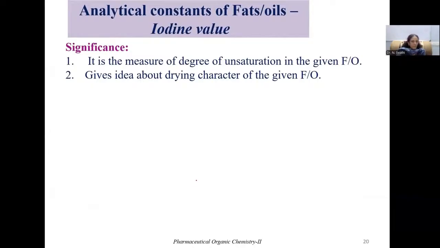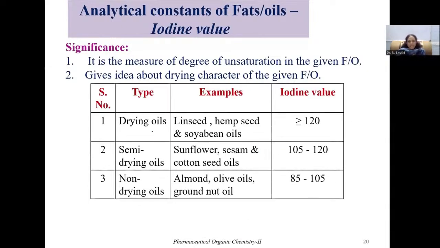Now that you have learned about the definition and the determination of iodine value, let us try to understand its significance. As I mentioned earlier, iodine value is the measure of the degree of unsaturation of the given fat or oil. It also gives information about the drying character of the given oil sample. Oils can be divided into drying oils, semi-drying oils and non-drying oils depending on their drying character. This concept was explained under drying of oil, so if you have any confusion, you can refer to that course video. The same examples were mentioned here.